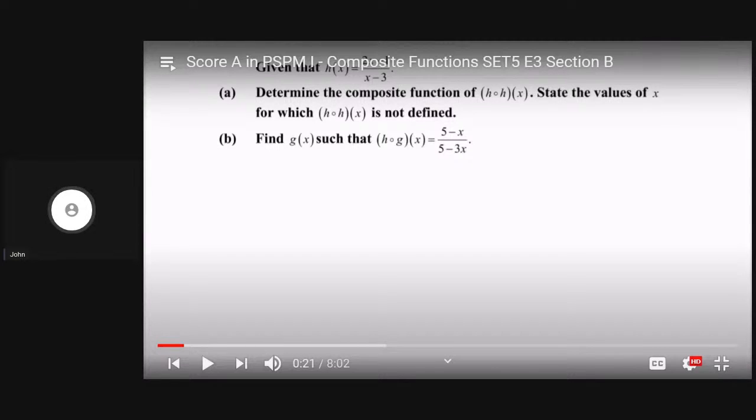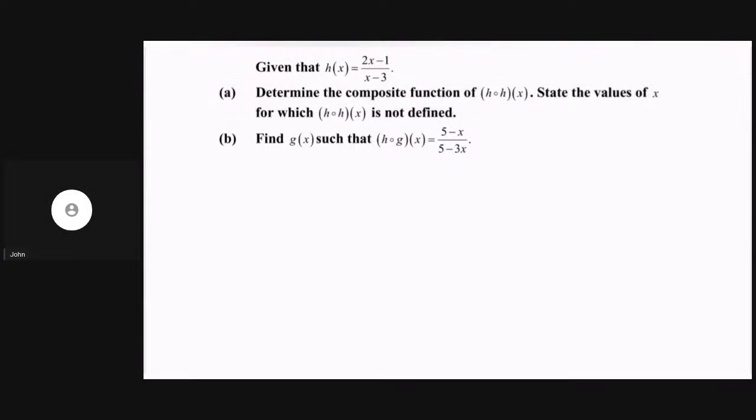Okay, so kindly refer to the questions. State the value of x for which the function h∘h is not defined. For part B, find the function g(x) such that h∘g is equal to (5 minus x) over (5 minus 3x). So determine the composite function for h∘h.